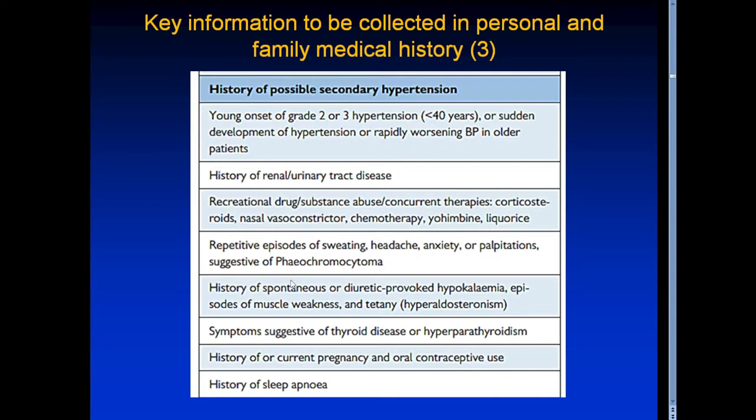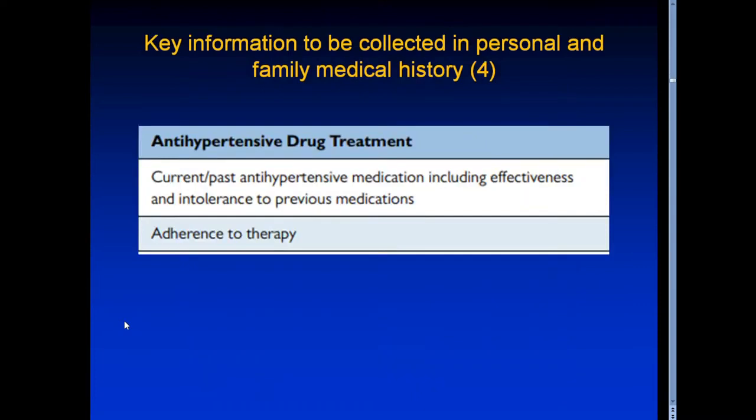Repetitive episodes of sweating, headache, anxiety, or palpitation, suggestive of pheochromocytoma. History of spontaneous or diuretic provoked hypokalemia, episodes of muscle weakness and tetany, suggestive of hyperaldosteronism. Symptoms suggestive of thyroid disease or hyperparathyroidism. History of the current pregnancy and oral contraceptive use. History of sleep apnea. And antihypertensive drug treatment: current and past antihypertensive medication, including effectiveness and tolerance to previous medication and adherence to therapy.